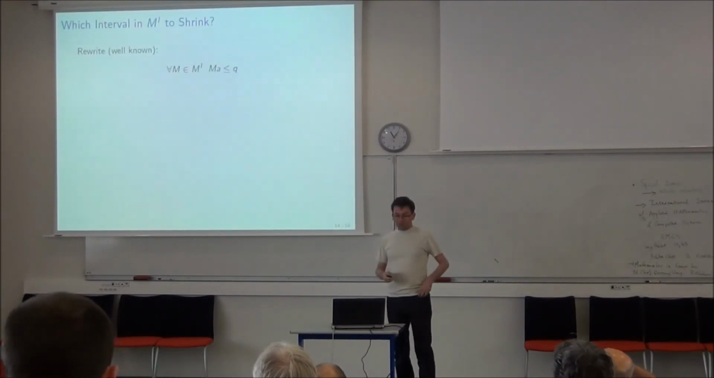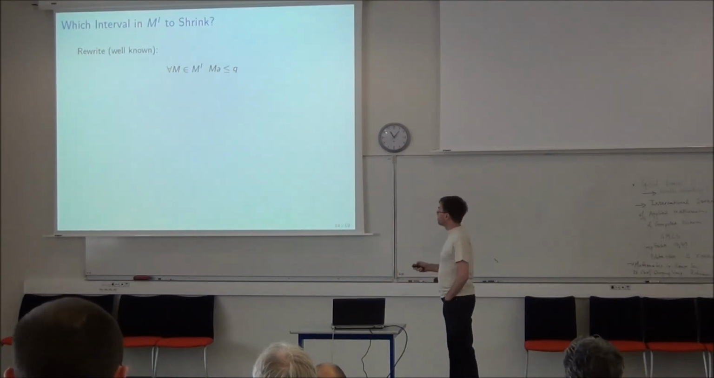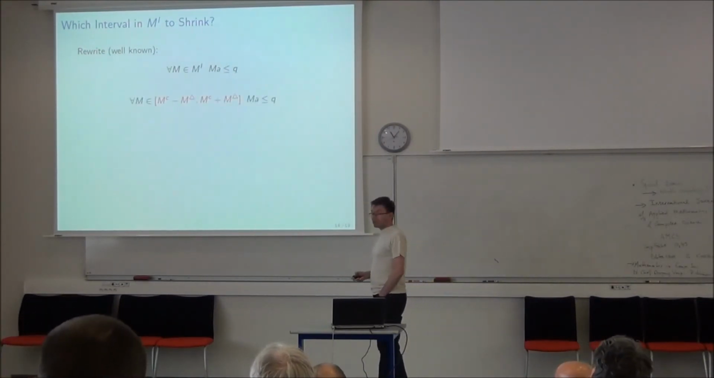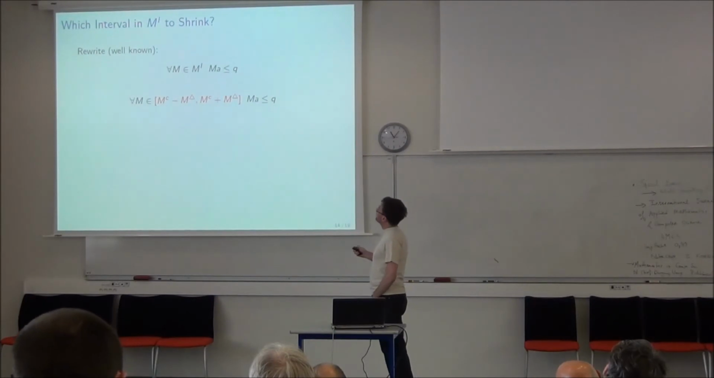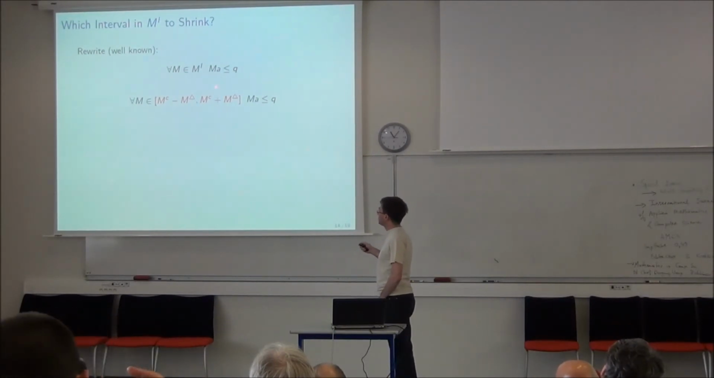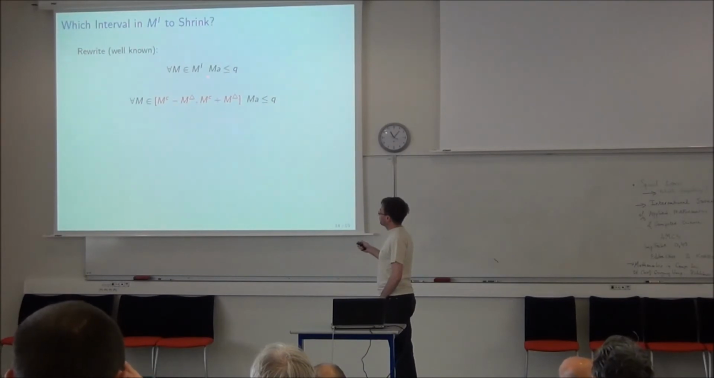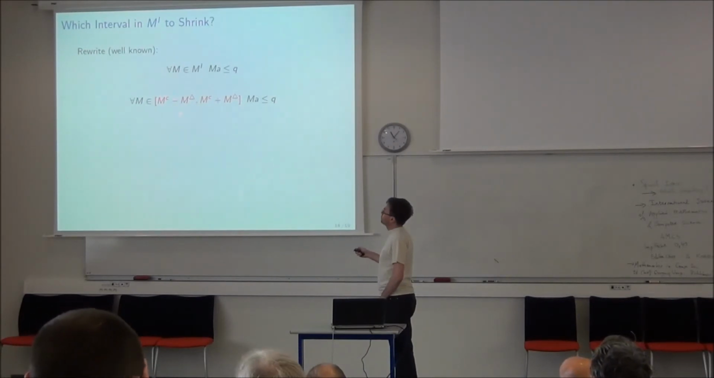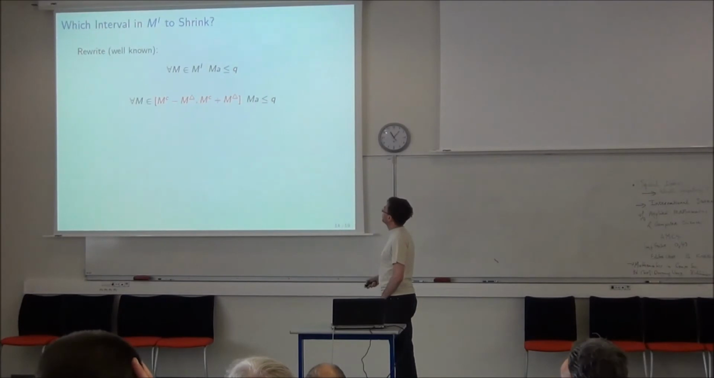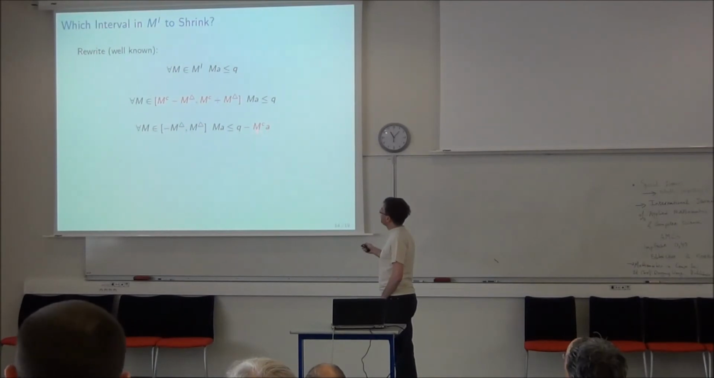I will just quickly go through the main idea of how to do this. The first thing is to rewrite this system of interval linear inequalities according to some well-known technique. First, we rewrite this interval matrix in this form of center and radius matrix. Then you can factor out this thing here and write it on the left-hand side.